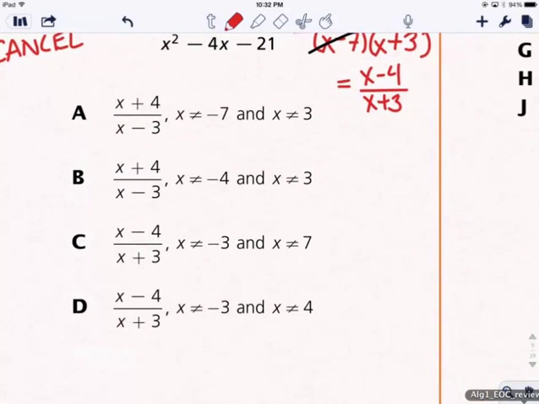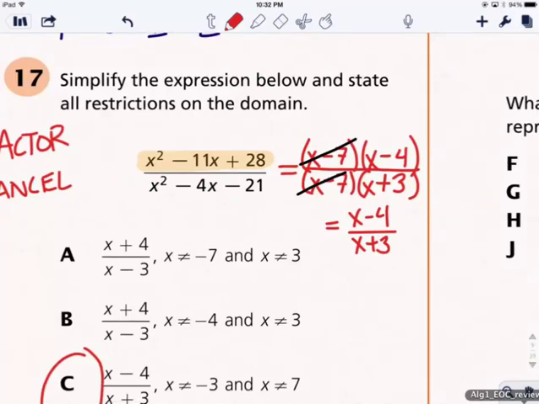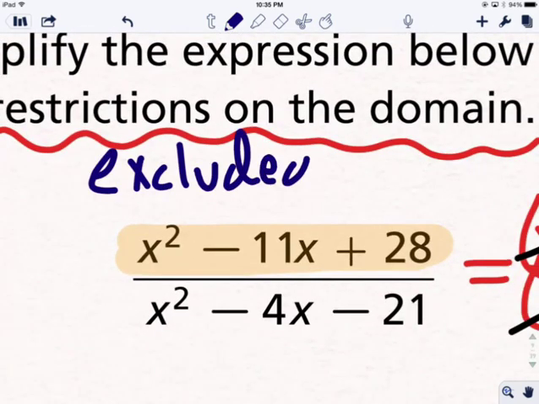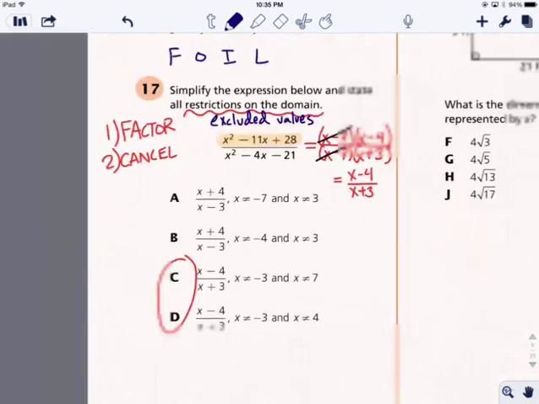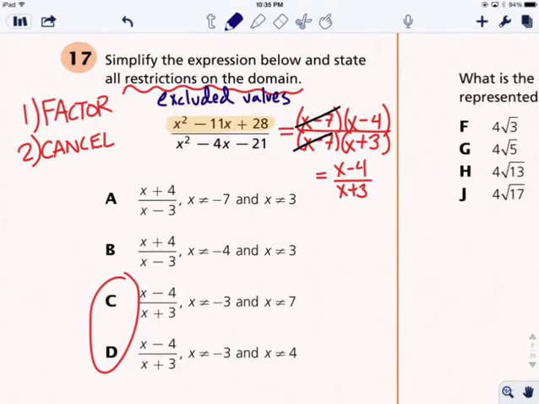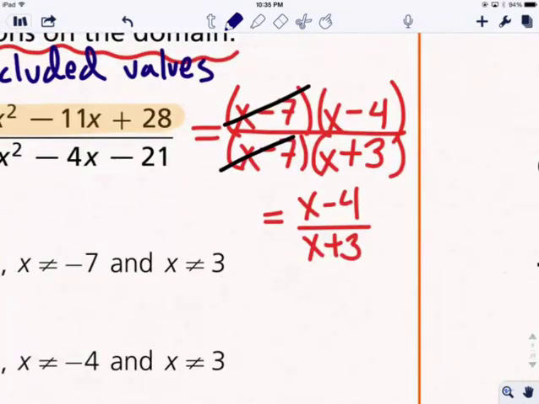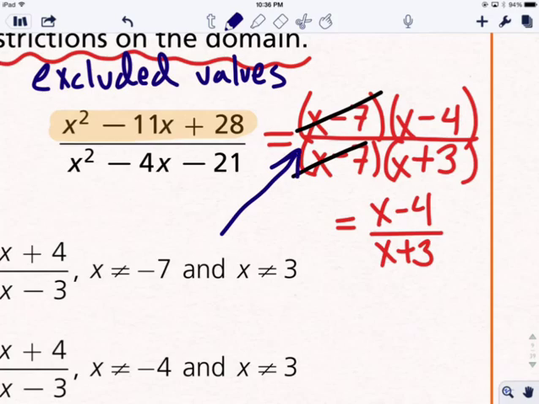Well, we have C and D to choose from. So the final step is to determine what are the restrictions on the domain. Now this is the same exact thing as asking what are the excluded values. You should be a pro at finding the excluded values of a rational expression by now. The easiest place to look is right here at this expression.